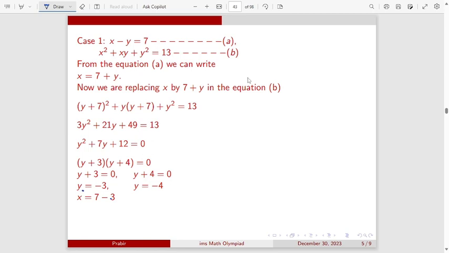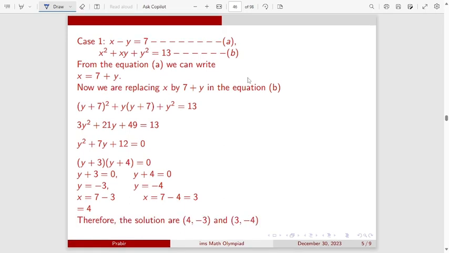In the place of y we are putting minus 3. Then from here also, x equal to 7 plus y. In the place of y we are putting minus 4. Okay, so now x = 7 minus 3 equal to 4, and now here we are getting all the solutions for this system. So what is the solution? The solutions are (4, minus 3) and (3, minus 4). So case 1 is solved and we found the integer solutions for case 1.